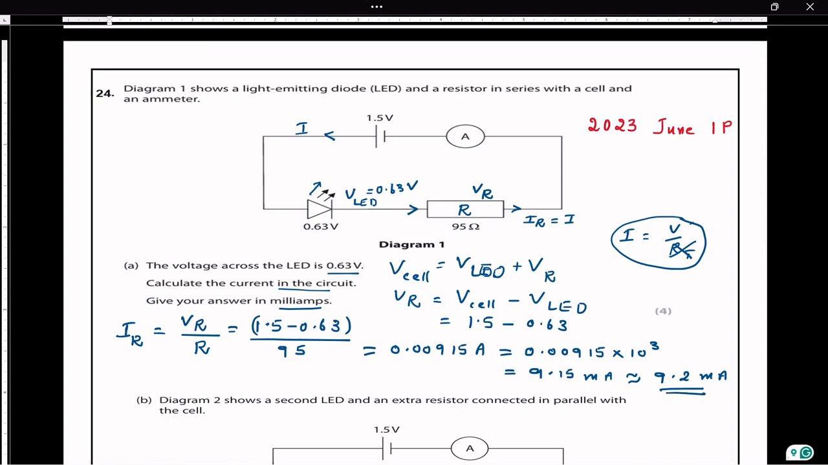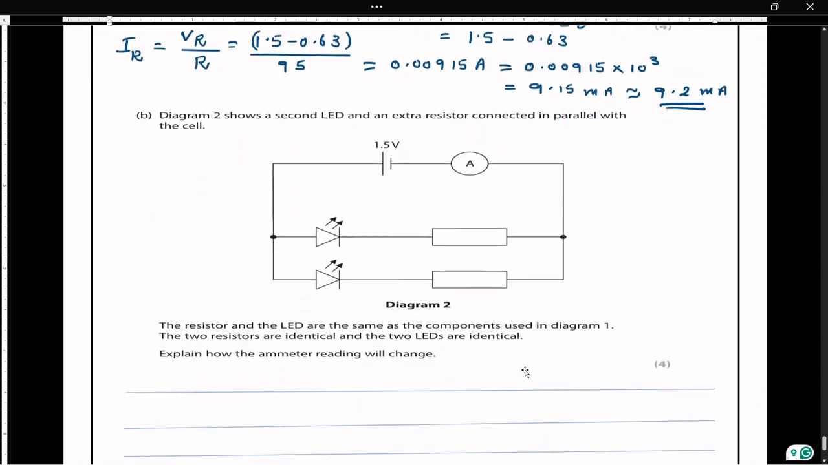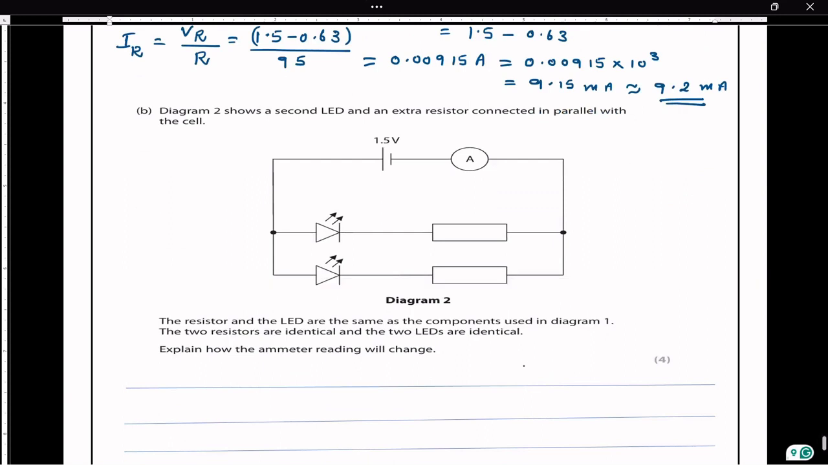So we see that this is the current flow through the resistor, which is the same as the current flow through the main circuit, 9.2 milliampere. Now the next part of the question is, as you see, they added one more branch.